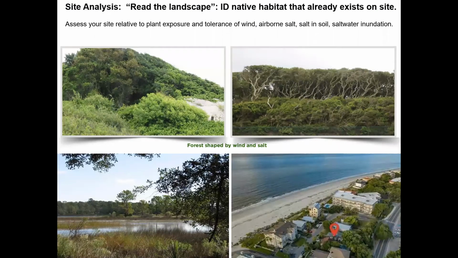So back to the site analysis. This is kind of the fun part where you go out on your landscape and you basically read the landscape. Look out there, see what you're seeing, assess it. Identify, well, what kind of habitat already exists on the site? If you're lucky enough to have some native habitat, what kind is it? Are you talking about being adjacent to a marsh? Are you talking about being adjacent to beaches? Are you talking about being on a barrier island that could be exposed to either? So these are things that you first want to assess and address.